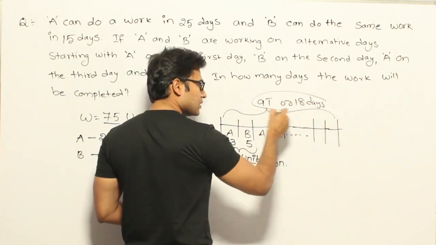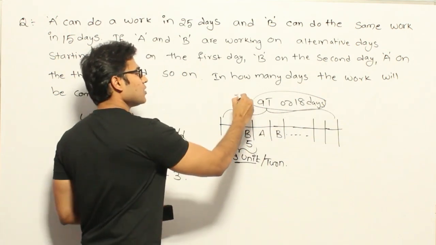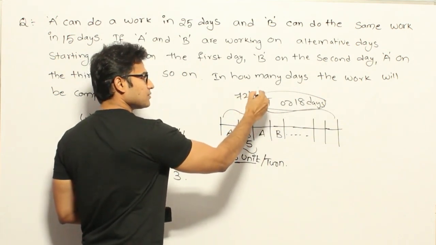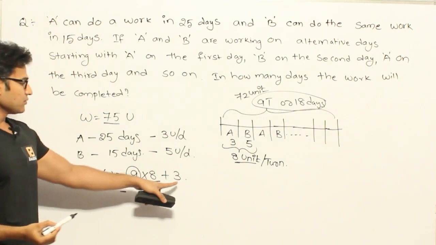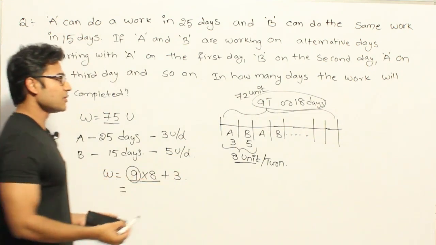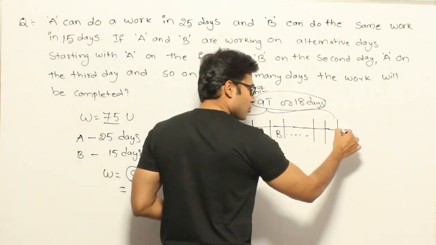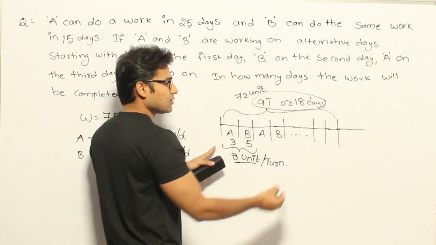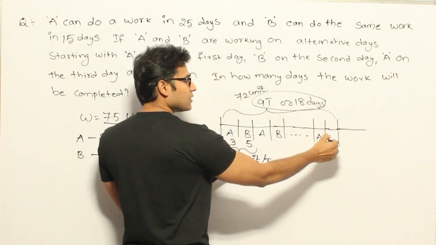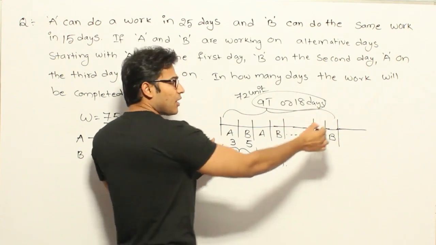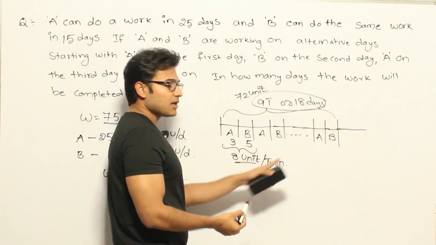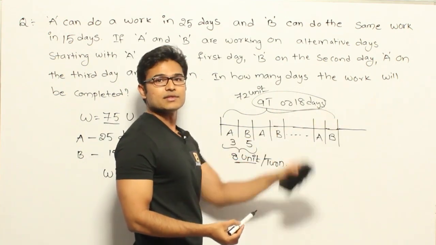The total work completed in this time will be equal to 72 units, right? Now how many units will be remaining here? 3 more units will be remaining, right? And those 3 more units have to be completed after this. Now in the last turn also A would have worked here and B would have worked here, right? Now 3 more units have to be completed and the next turn will be A's, right?